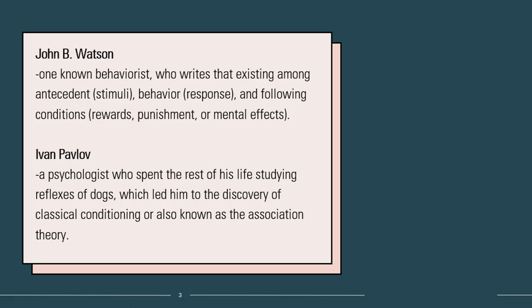Pavlov's experiment led to the discovery of classical conditioning, a learning process where a neutral stimulus becomes associated with a natural stimulus to elicit a conditioned response. His research illustrates how stimuli and responses are connected, forming the basis for understanding associative learning. So, both individuals played crucial roles in shaping modern psychology through their focus on observable behavior and learning processes.